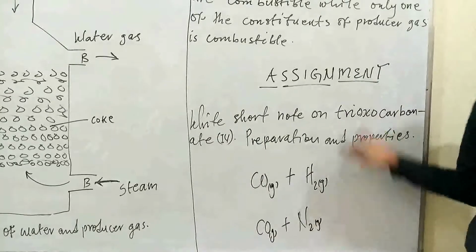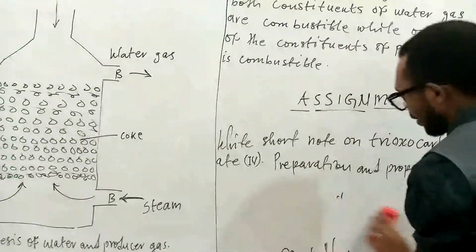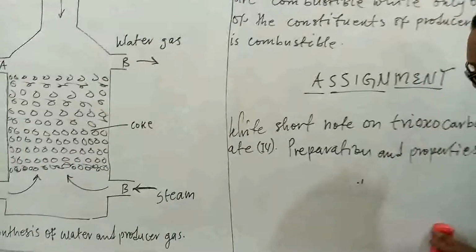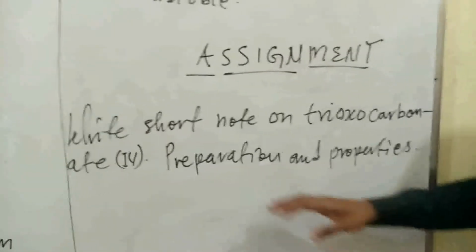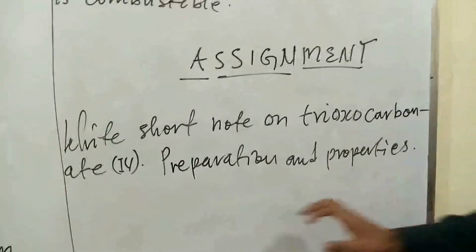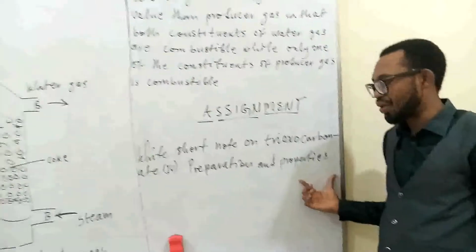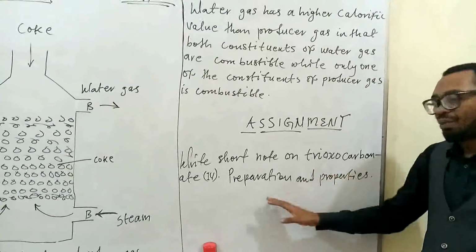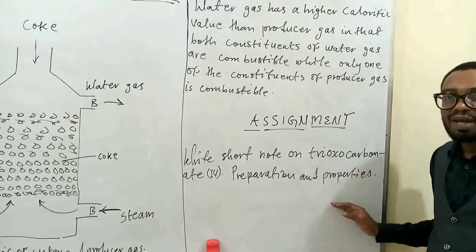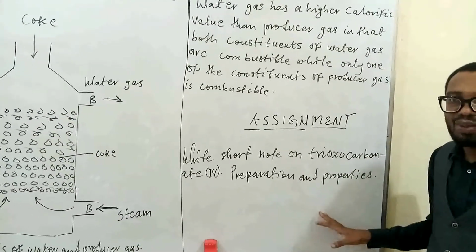Is that clear? Now I have an assignment on the board. The assignment is: write short notes on trioxocarbonate(IV), its preparation and properties. In preparation, how is trioxocarbonate(IV) produced, and what are its properties, whether physical or chemical properties?